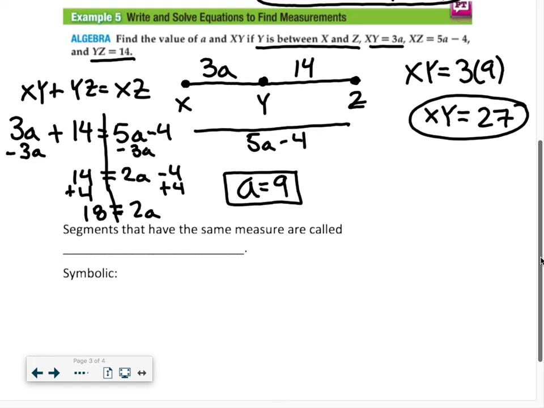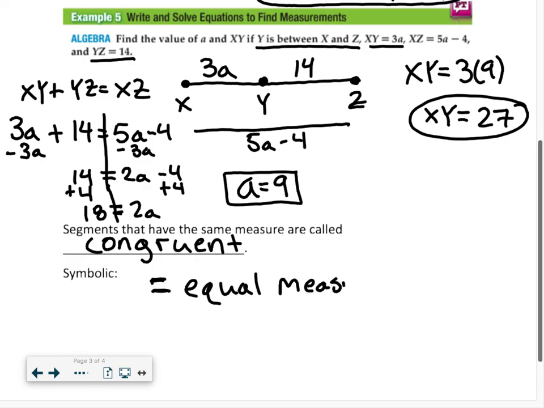Last idea here. Segments that have the same measure are called congruent. So we use the word congruent to define segments that have the same measure. Symbolically, when we say two measures are equal, we use the equal sign. So that's equal measure. And if we're going to say segments are congruent, we use this symbol, which means that they are the same size. So we have our congruent symbol and we have equal measure.